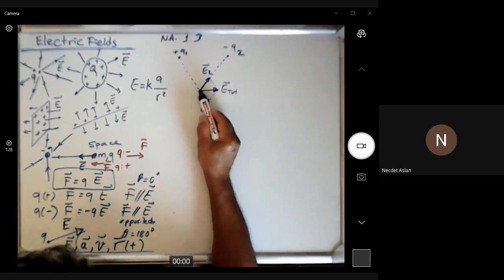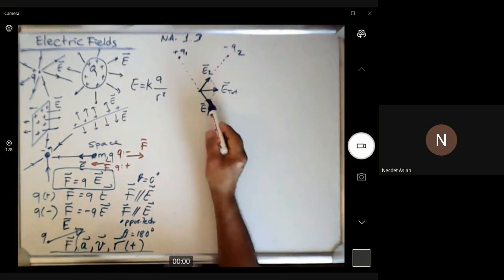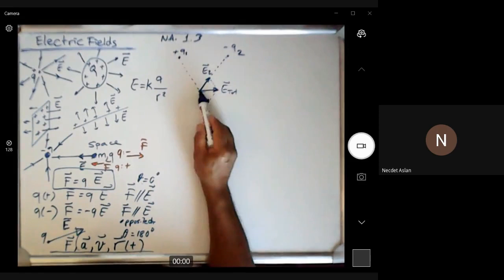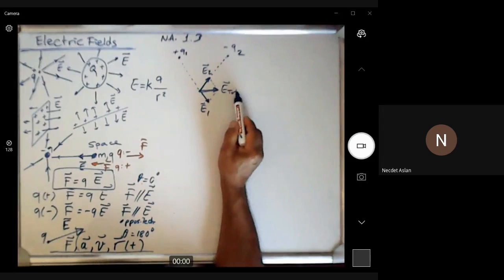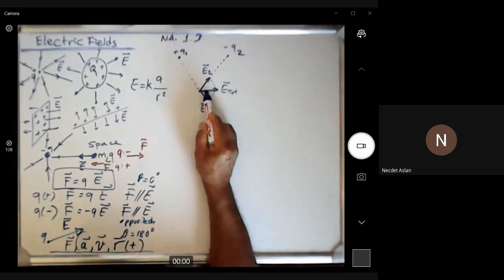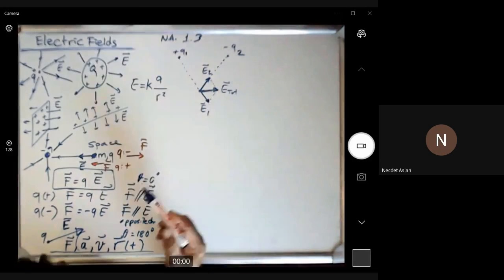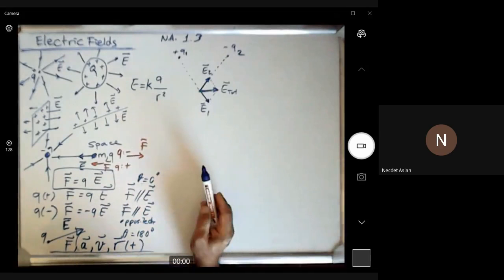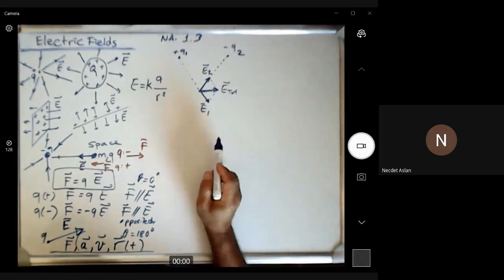If you place a charge here, it will not move in this direction, it will not move in this direction, but it will move exactly to the right, because the total electric field is to the right. So if there is more than one electric field, you have to get the total electric field in order to get the total force. And if you know the total force, you can get the acceleration, velocity, and the displacement.